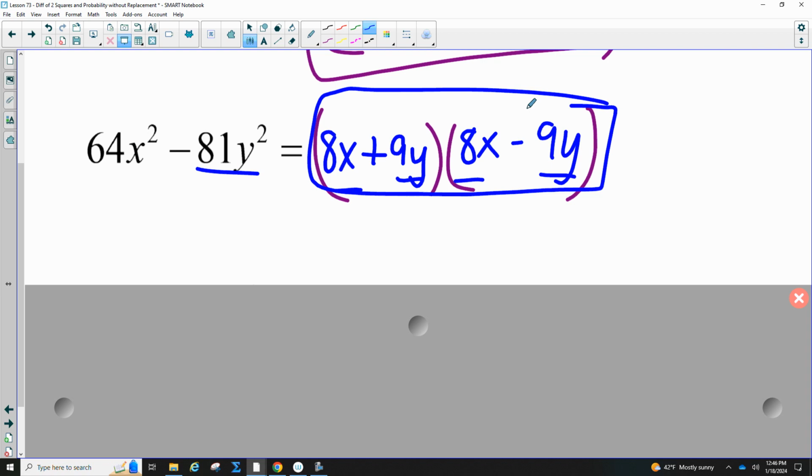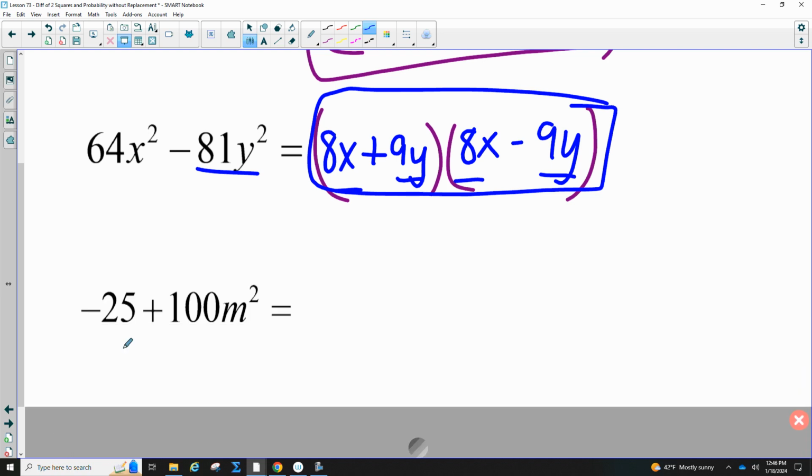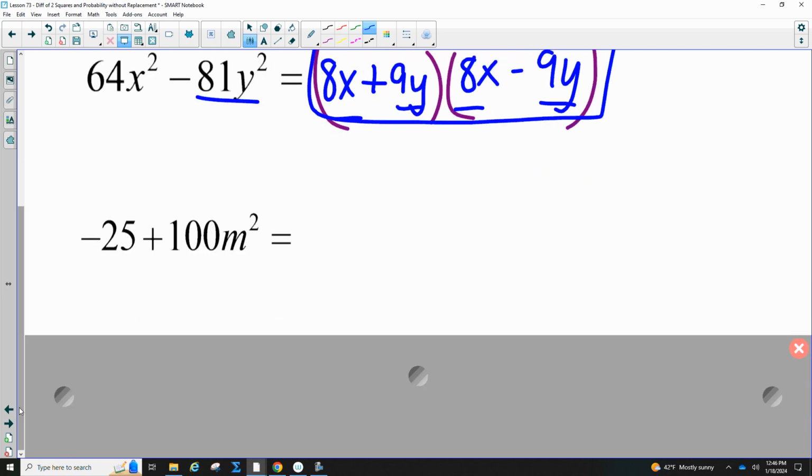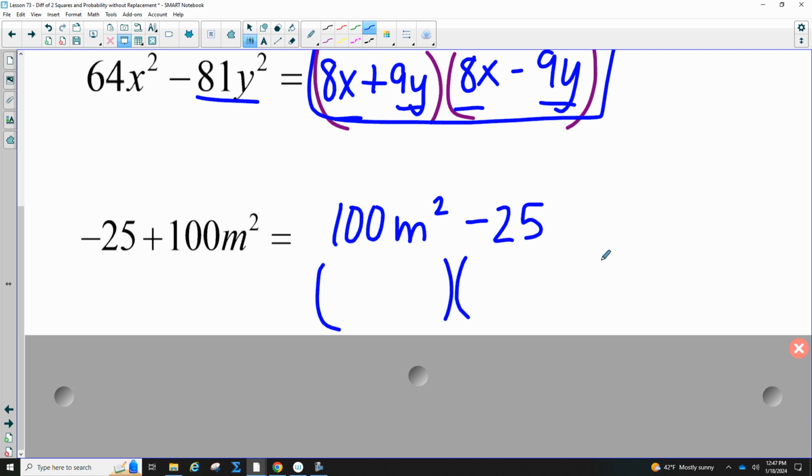Okay, let's try another one. This one's in the wrong order. Are they both perfect squares? Yes, so this is easier if you rewrite it as 100m squared minus 25. So put the positive one first, the negative one second, and then we factor. What would multiply to be 100m squared? 10m times 10m. What would multiply to be negative 25? Negative 5 and positive 5, or positive 5 and negative 5.